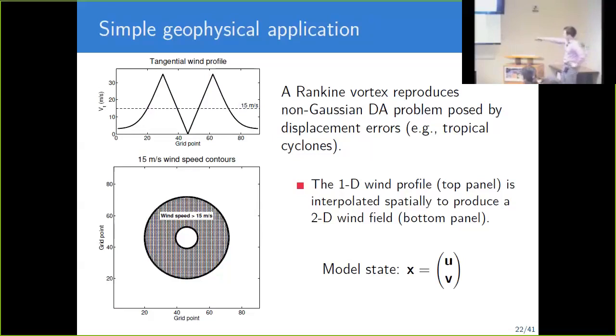What I'm showing here is that wind speeds greater than 15 meters per second are in this hatched region, and values less than that are in this white region. Then, taking these tangential winds, I put them into u and v coordinates. So my model state vector looks like this: x is just going to be u and v at all the locations on a grid in this two-dimensional domain. This is mimicking how a weather model would represent a vortex, just using u and v winds for the state variables.